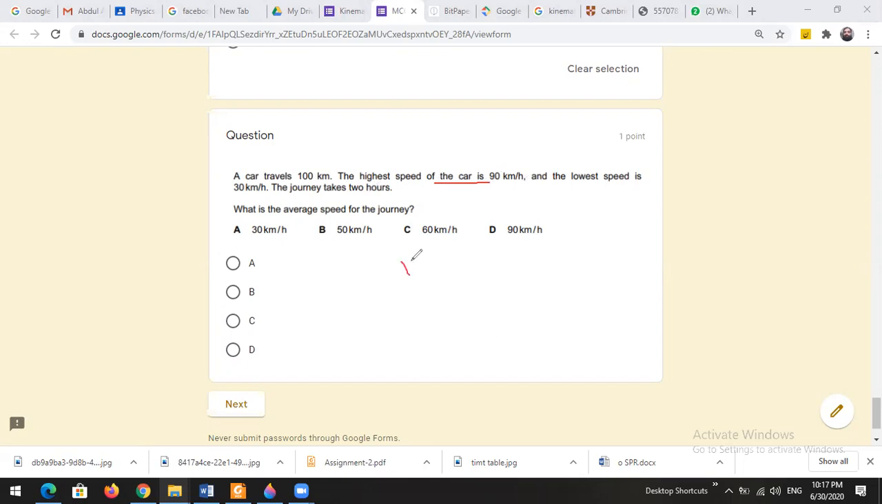Actually, average speed doesn't depend on highest or minimum speed. It depends on the total distance covered, which is 100 kilometers, as we need to find the answer in kilometers per hour. So this value should be in kilometers. And how many hours does the journey take? 2 hours. So 100 over 2 gives you 50 kilometers per hour. So average speed doesn't depend on the highest speed of the car or low speed of the car. So option B is correct here.